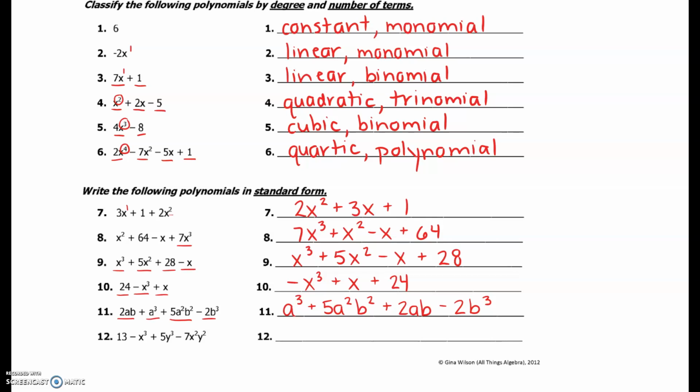Okay, the last one, you have x and y as your 2 letters. So in the alphabet, x would come before y. So I have a negative x to the third. That's my highest exponent. I have a negative 7x squared y squared, my second highest exponent. Then I have just a letter y. So that will come as the third term, and always the last part of your expression. If you have any constants, which are just numbers, that would be the last and final piece to your polynomial.